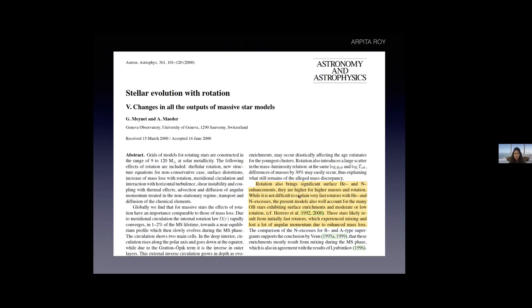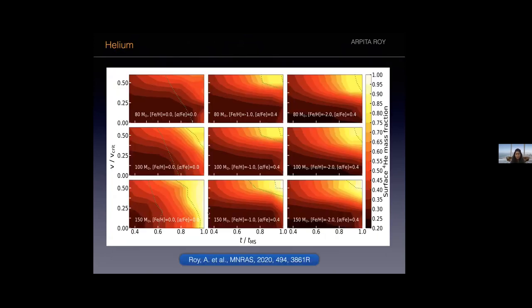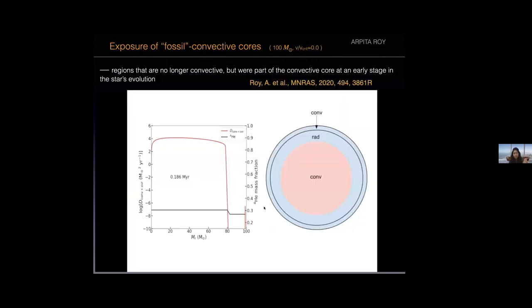Okay, thanks. So this is one mechanism that can give rise to the surface enhancements, but if that had been the case, then we wouldn't have seen the surface enhancement in helium for almost non-rotating stars which are at solar metallicity, but massive enough. And that's where our new theory of fossil convective cores comes in.